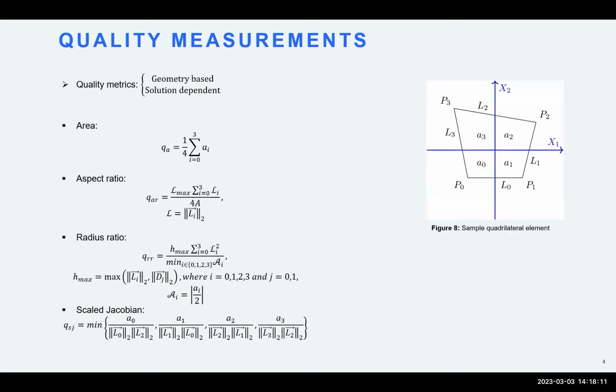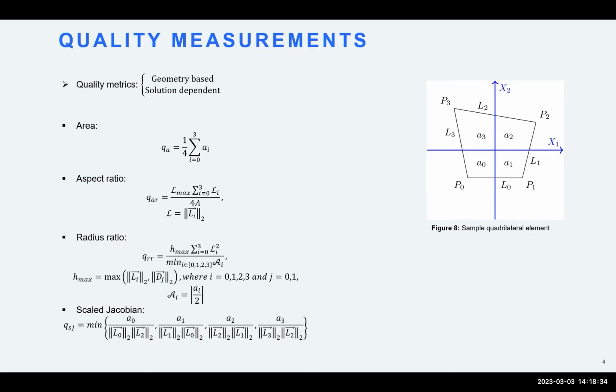With that said, how do we identify these elements without looking at the picture of the mesh? What if we are given a bunch of numbers, a bunch of values, and then we are asked to determine whether we have good quality elements or non-ideal elements? Well, for that we have quality metrics.